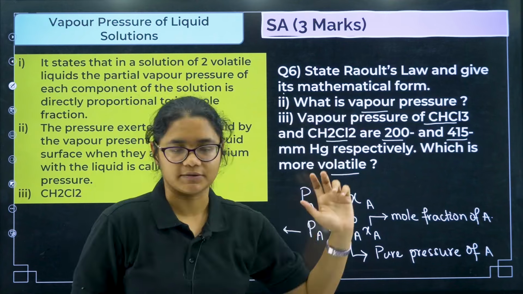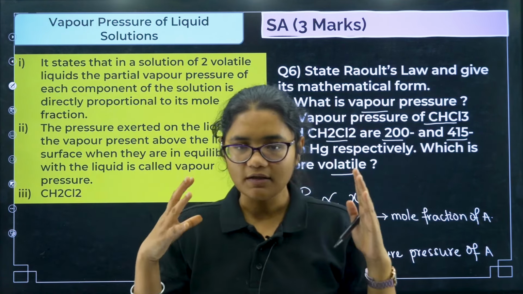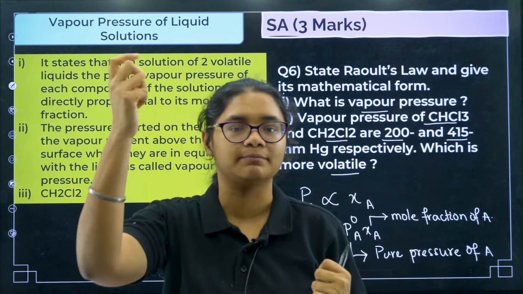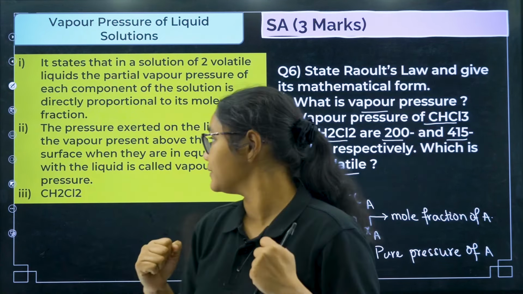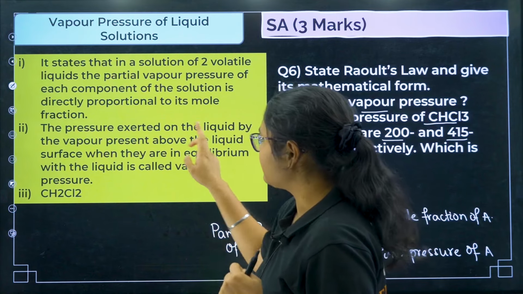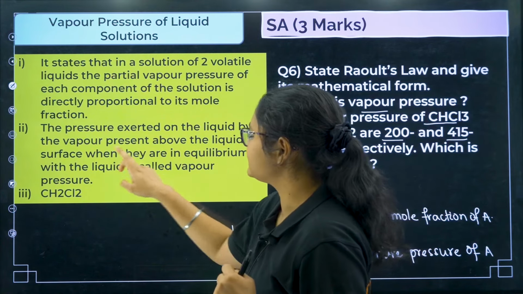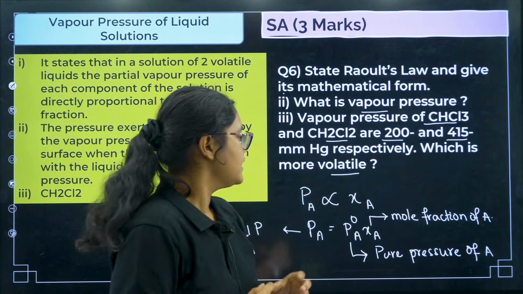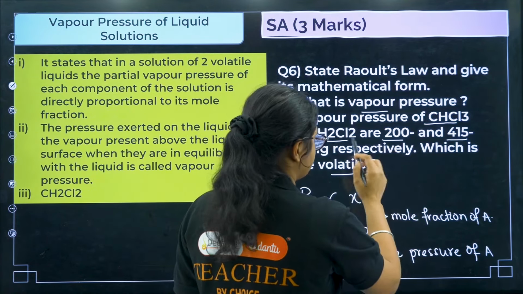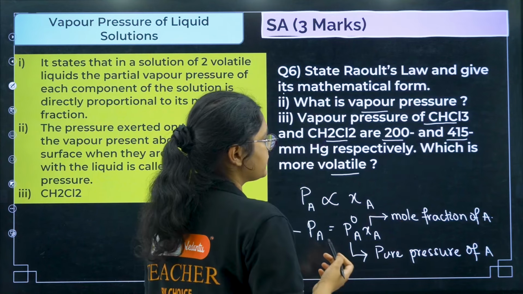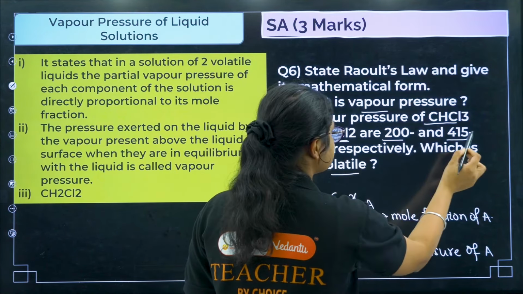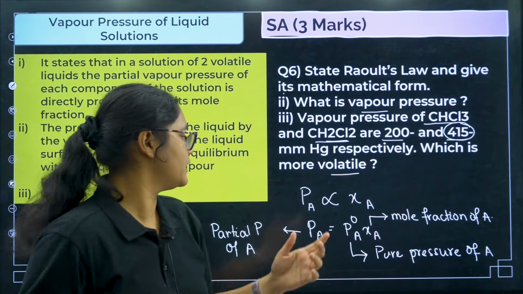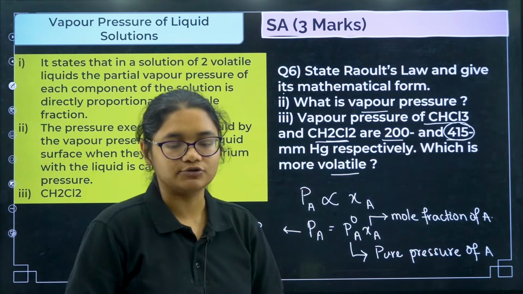Then what is vapor pressure? When the system is in equilibrium in a closed container, the pressure exerted by the vapors on the liquid is called vapor pressure. So the pressure exerted on the liquid by the vapor present above the liquid surface when they are in equilibrium with the liquid is called your vapor pressure. Clear? Next, which is having more vapor pressure, CHCl3 or CH2Cl2? So you can see here that CH2Cl2 is having more vapor pressure. That means it has evaporated more, it is more volatile, so obviously the answer is CH2Cl2.